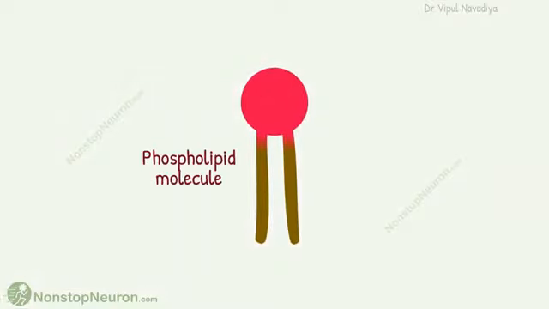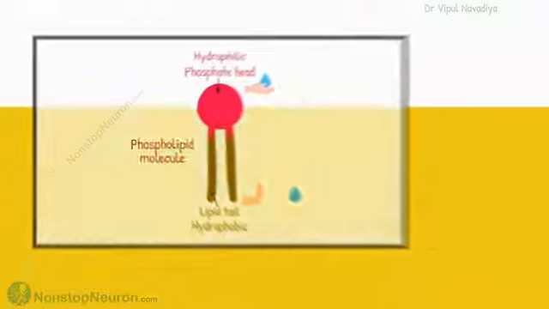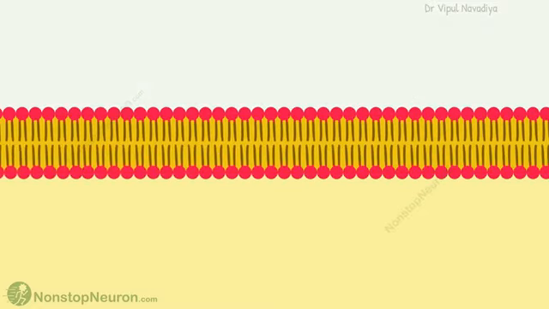This is a phospholipid molecule. It has a phosphate head, which is hydrophilic, means it likes to be with water. And a lipid tail, which is hydrophobic. This means it likes to stay away from water. So the phospholipid molecules arrange themselves in this type of bilayer form, where phosphate groups are on the surface in contact with water, and lipid groups are on the inside, away from water. This is called hydrophobic interaction.